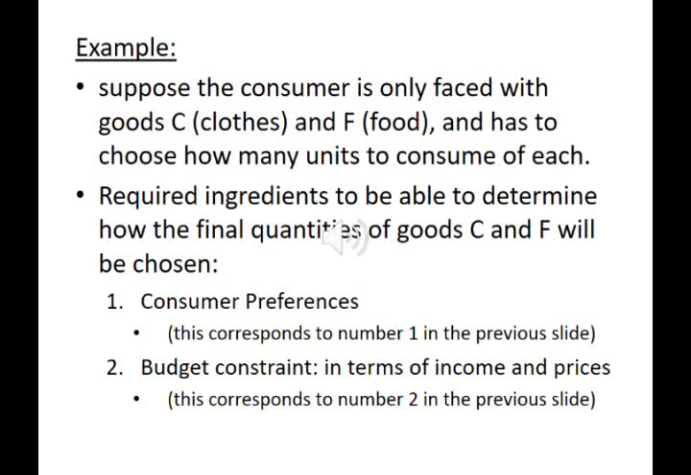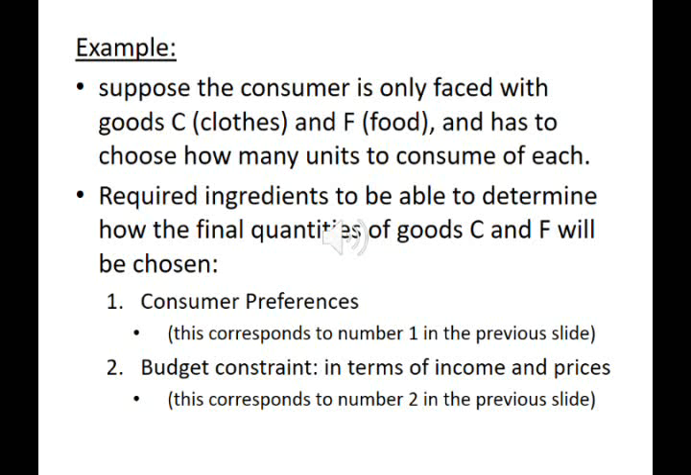Okay, so let's take an example to make this clearer. Suppose our consumer is faced with two goods that he needs to decide how many units of each to consume. Suppose he is facing good C, which represents clothes, and good F, which represents food. Okay, now the consumer wants to decide how many units of clothes and how many units of food he should be consuming in order to maximize his utility given his limited income.